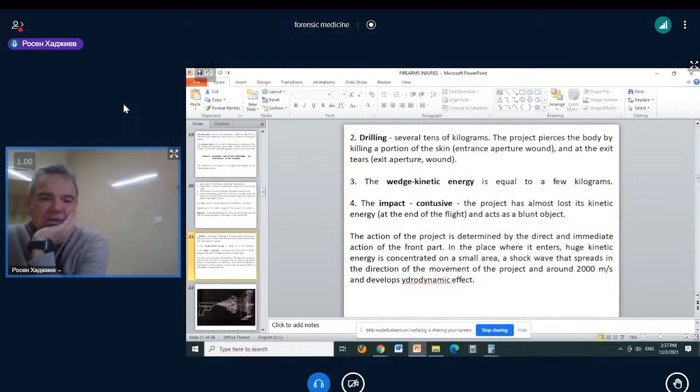The wedge kinetic energy is equal to a few kilograms. The impact, and if it's the end of the flight of the projectile, in this place the projectile has lost almost all its kinetic energy and acts only as a blunt object. The action of the projectile is determined by the direct and immediate action of the front part. In the place where it enters, huge kinetic energy is concentrated on a comparatively small area.